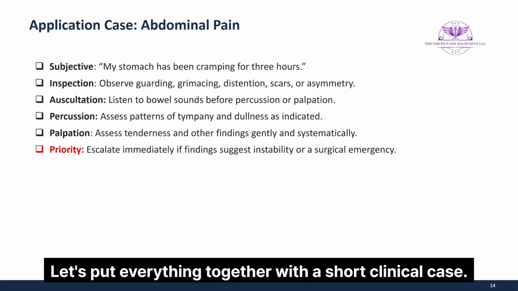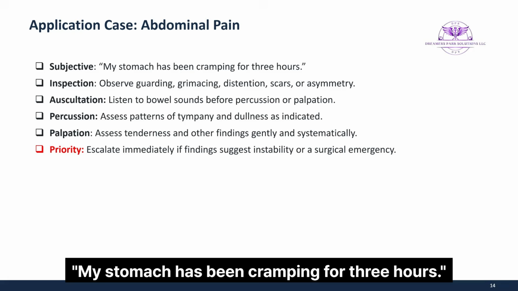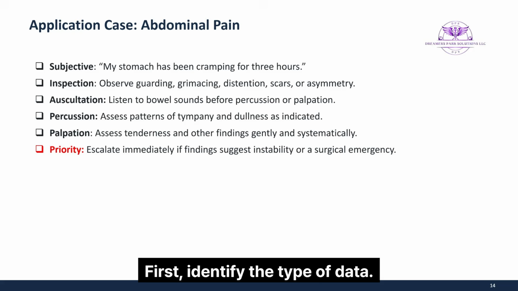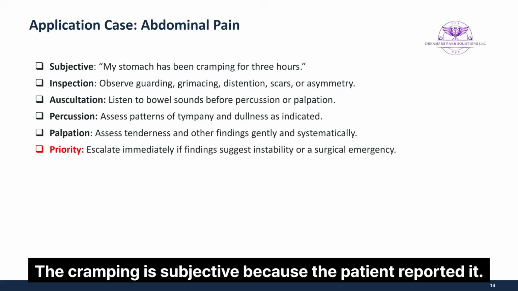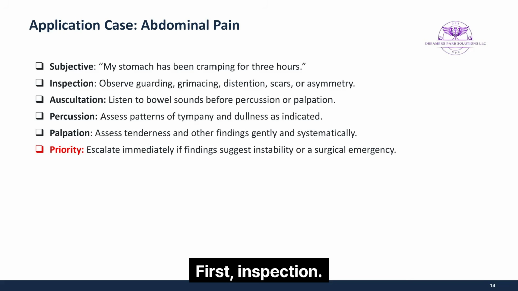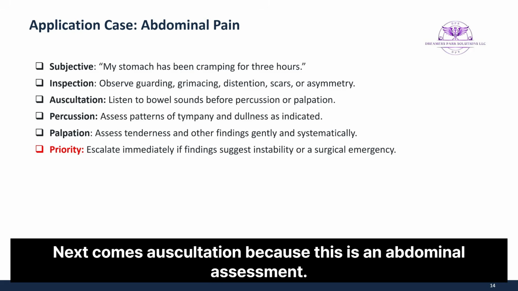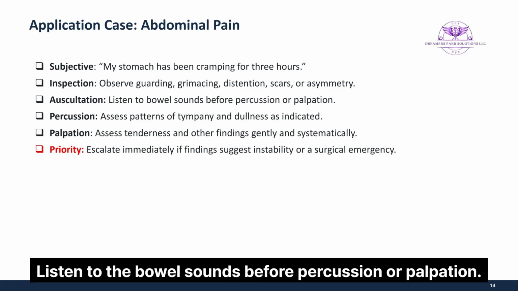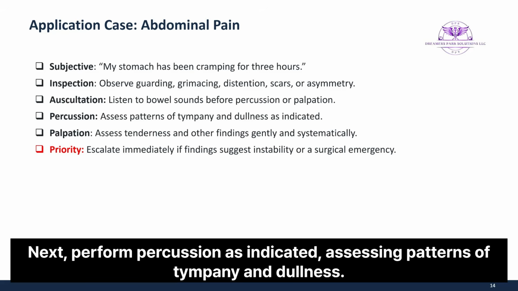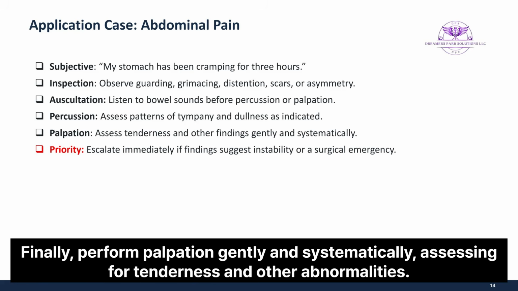Let's put everything together with a short clinical case. Your patient says, "My stomach has been cramping for 3 hours." First, identify the type of data. The cramping is subjective because the patient reported it. Now begin your physical assessment. First, inspection. Observe the abdomen for distension, scars, asymmetry, guarding, or other visible abnormalities. Next comes auscultation because this is an abdominal assessment. Listen to the bowel sounds before percussion or palpation. Next, perform percussion as indicated, assessing patterns of tympany and dullness. Finally, perform palpation gently and systematically, assessing for tenderness and other abnormalities.